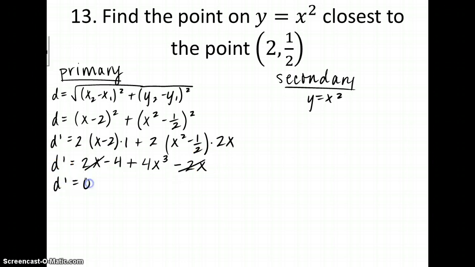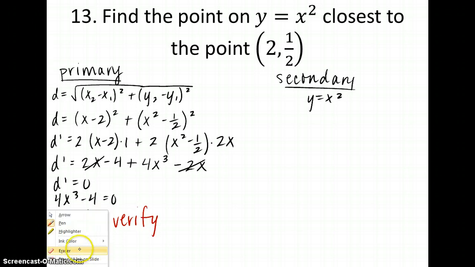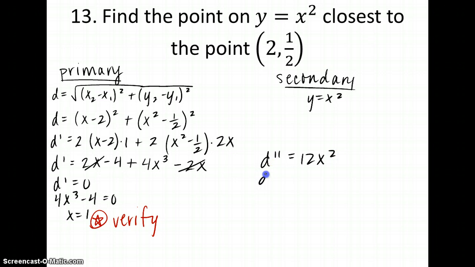So where does the derivative equal 0? When 4x cubed minus 4 equals 0. Solving that, we get x equals 1. The derivative exists everywhere. So you have to verify that this is, in fact, a minimum. This is where the second derivative test can be used. Look at how simple the first derivative is. So finding the second derivative, 12x squared. When we plug 1 into the second derivative, it gives us a positive value.